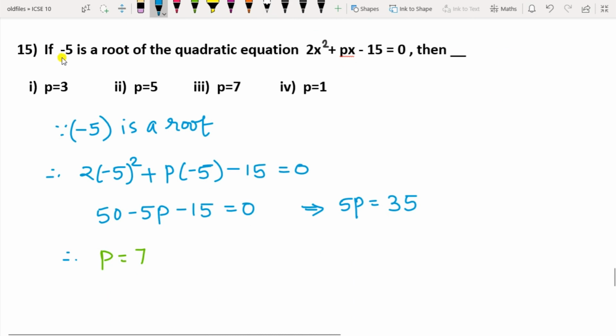Question 15. If minus 5 is a root of the quadratic equation 2x square plus px minus 15 equal to 0, then the value of p is. So already it is given that minus 5 is the root of this quadratic equation. So in place of x you can substitute the value as minus 5. By solving this equation, p equal to 7. So that is option 3 is the correct option.